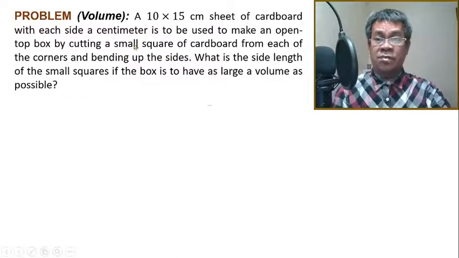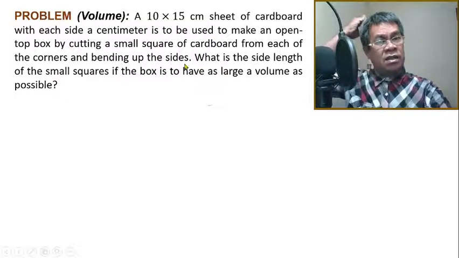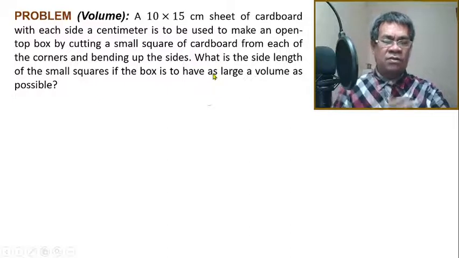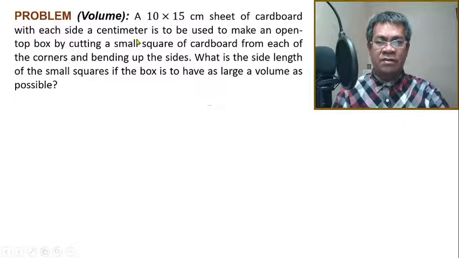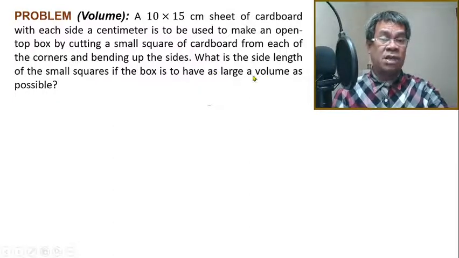It should be in terms of x, because we are looking for the side x, the side of the small square cut at the corners. So we have to formulate the volume, expressed in terms of the variable x, where x is the side of the square. After that, you have to differentiate the volume, then equate to 0, because our concern is the largest volume. So it should be the critical point, maximum or minimum.